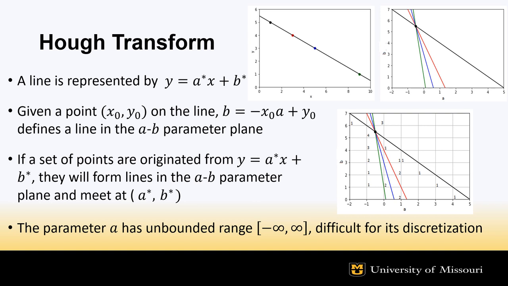The major flaw with the Cartesian coordinate system is the case of vertical lines. Since b increases to infinity, it is hard for the transform to map the x and y coordinates to the ab plane.